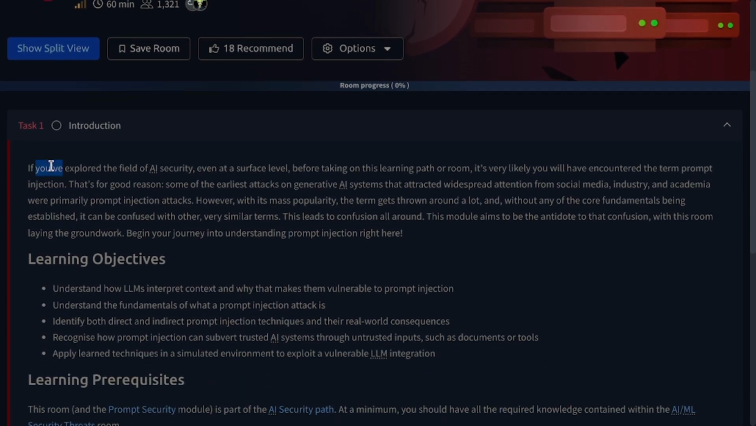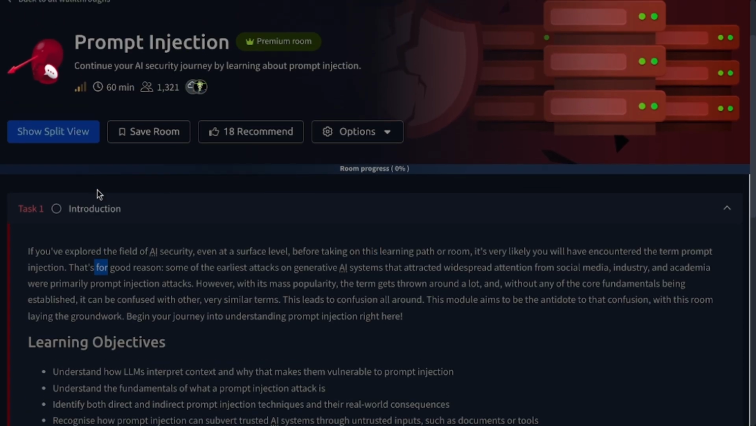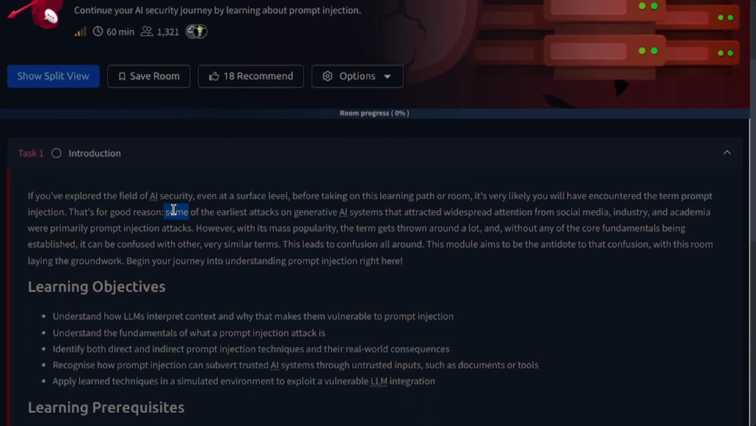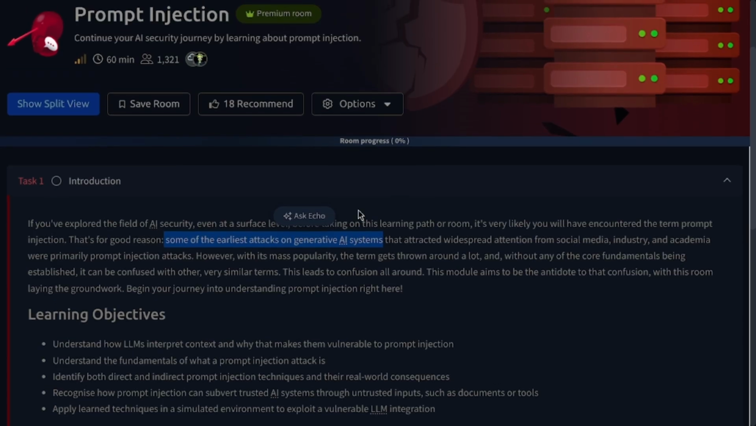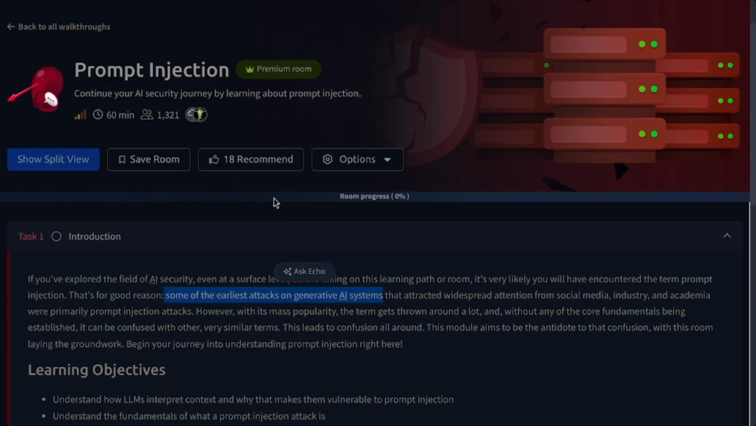Task number one. If you have explored the field of AI security, even at a basic level, then before starting this room or even the AI security pathway, you will have encountered the term prompt injection. It's likely that you also know what prompt injection is. We are going to cover it in depth in this room anyway. When you are using generative AI systems, or the LLM, you often want the LLM to do unintended things or bypass its restrictions. So you might have encountered prompt injection in that context.